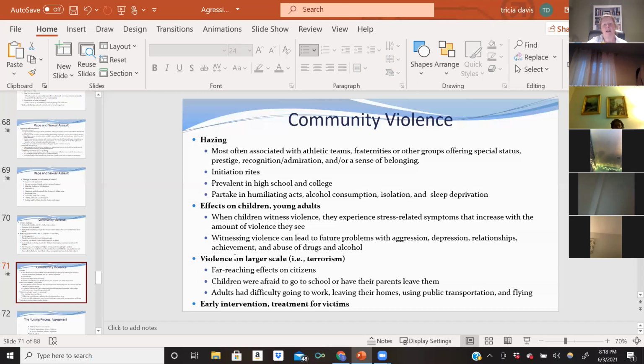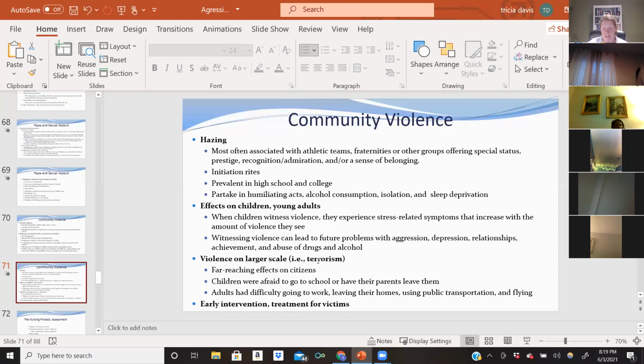So when we talk about violence on a larger scale, so terrorism, we know that it affects all the citizens in the United States. It's a large amount of people that it affects. Just like 9/11, if we talk about that, we know that children were afraid to go back to school, or they didn't want to be away from their parents. Parents didn't want to leave their children. They didn't want to go back to work.